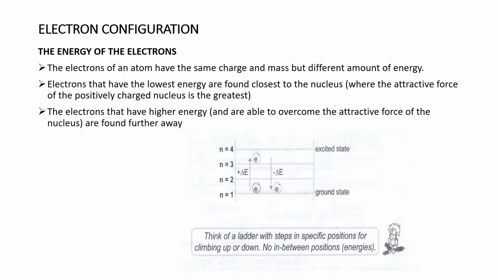In this video, we're going to look at electron configuration and electron arrangement. Let's start by looking at the energy of the electrons. The electrons of an atom have the same charge and mass, but different amounts of energy. Electrons that have the lowest energy are found closest to the nucleus, where the attractive force of the positively charged nucleus is the greatest. The electrons that have higher energy are found further away from the nucleus. We know all this from Bohr's atomic model.